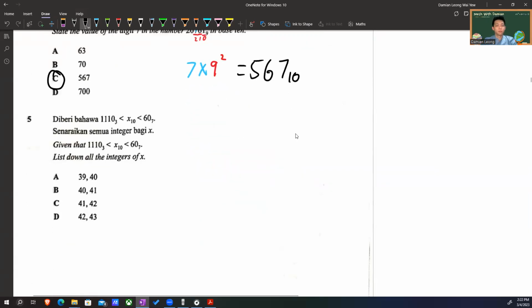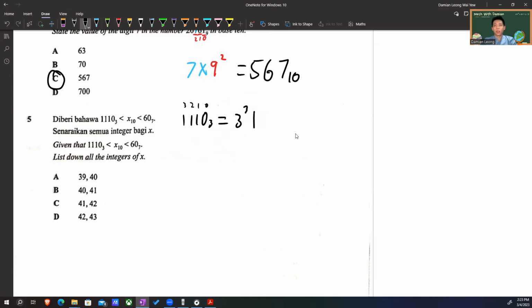Question 5. Given that 1110 base 3 is less than x in base 10, less than 60 in base 7, I want all the integers of x. So I'm basically comparing everything, and I want x in base 10. Everything should be compared in the same base, which means I should compare in base 10. So the base 3 is changed to base 10, the base 7 also changed to base 10. So 1110 base 3 changed to base 10, power 0, 1, 2, 3. Put in expanded notation form.